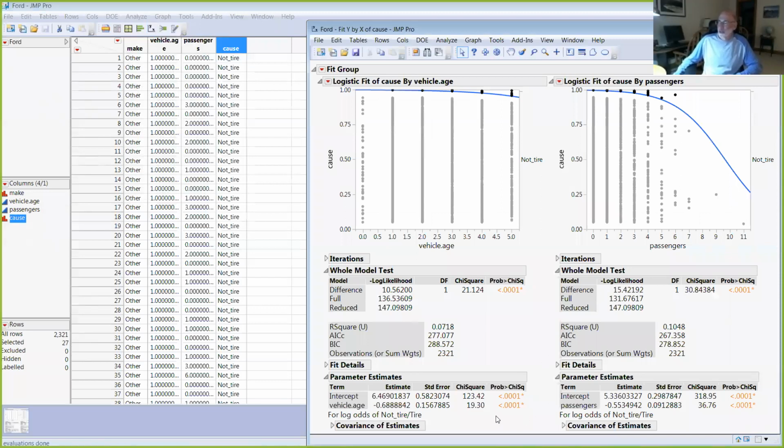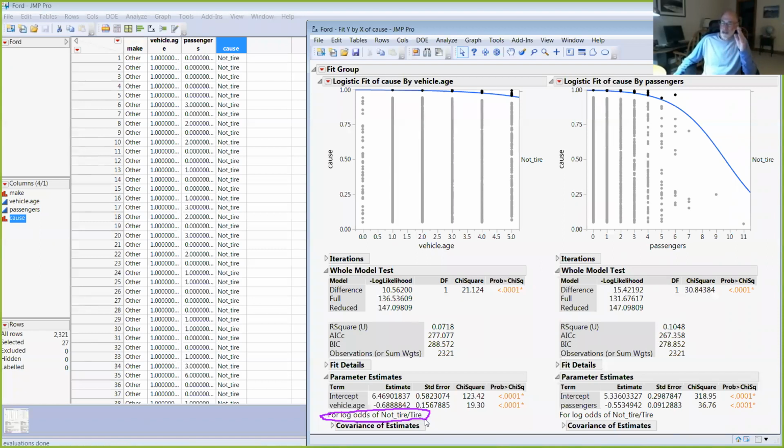You'll notice from the p-values that both of these are significant. Both of them have a negative sign. Don't jump to the conclusion that the negative sign means it's less likely. The sign here has to be interpreted in reference to what it's saying under the table. This is the logarithm of the odds ratio of it not being tire related. You could apply a value ordering if you wanted to, tire related versus not tire related. I didn't do that, so JMP is putting it alphabetically.